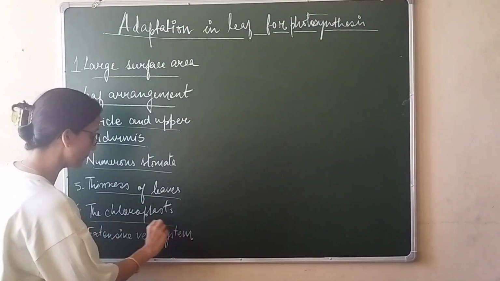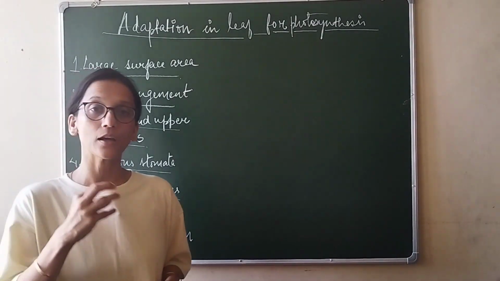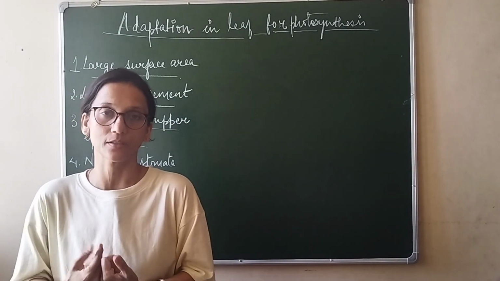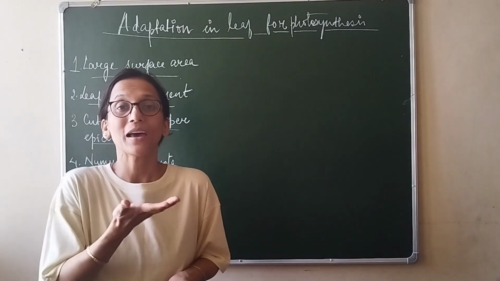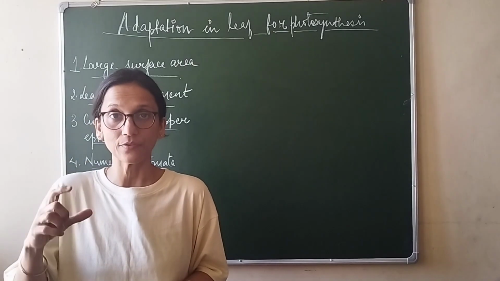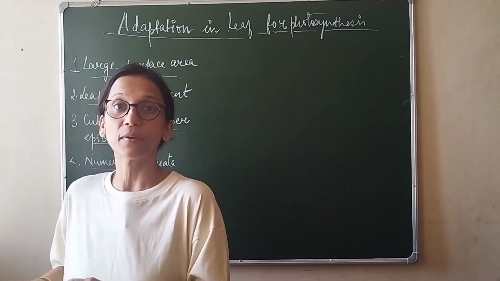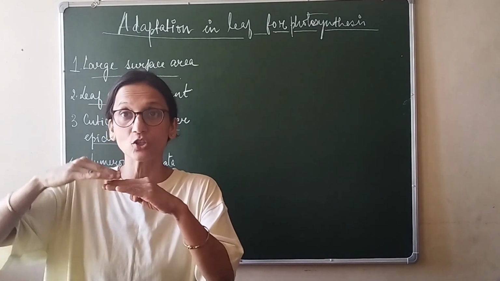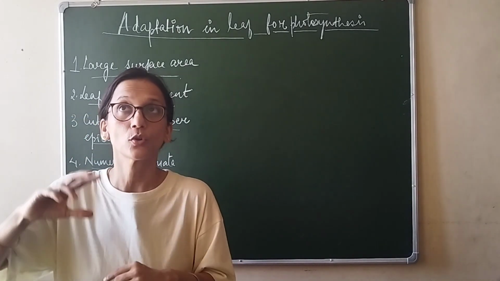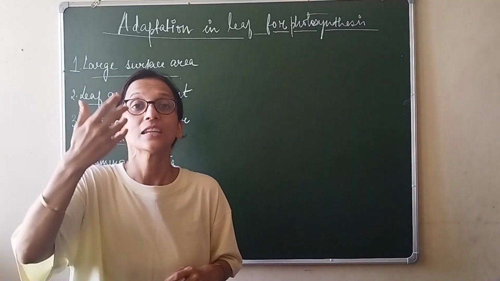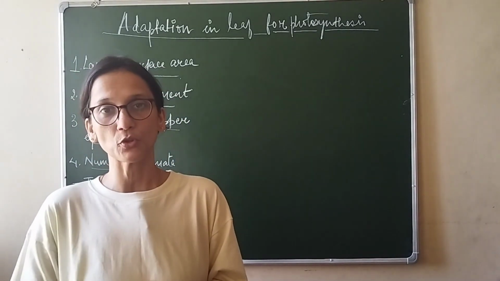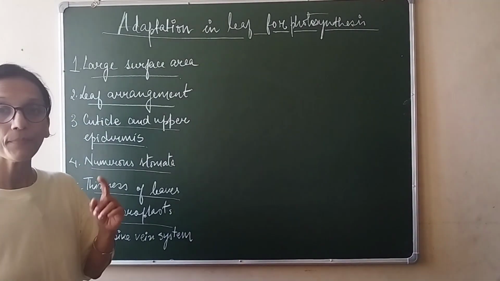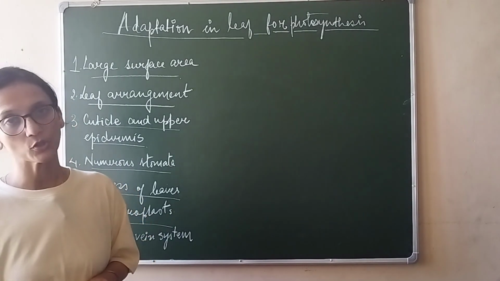Next is the chloroplast. The chloroplast will remain accumulated in those areas of the leaf which can absorb maximum sunlight. If you see, the palisade mesophyll layer of the leaf contains maximum chloroplast compared to the spongy mesophyll. Why? Because the palisade mesophyll is arranged above the spongy mesophyll, so it can quickly get sunlight compared to the spongy mesophyll. So the concentration of chloroplast is more in the palisade mesophyll compared to the spongy mesophyll.